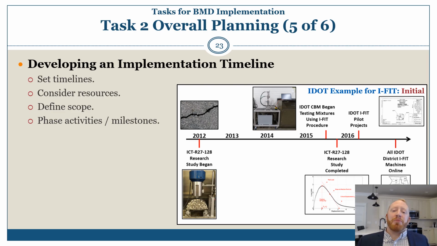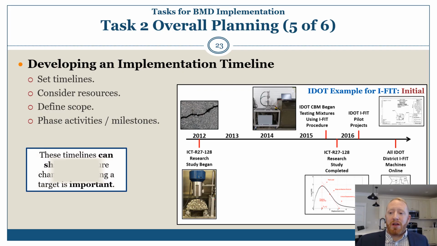And have major milestones. So just as an example, Illinois is a state that is now fully implemented with BMD, and this was an initial schedule that they had put out there when we talked to them. They had some of the original research, and they would finish the research in 2016 and have machines online soon thereafter. Now, these timelines can shift, but having that target is important.